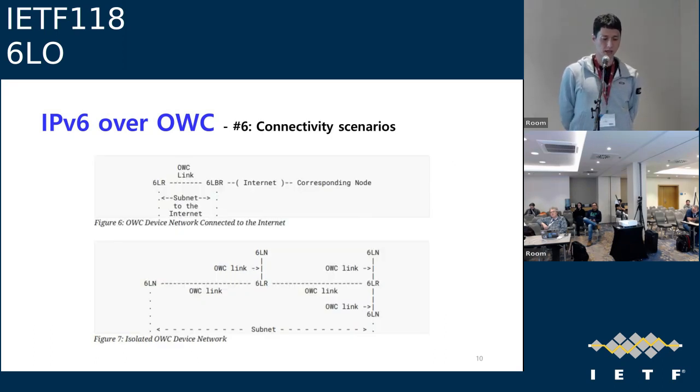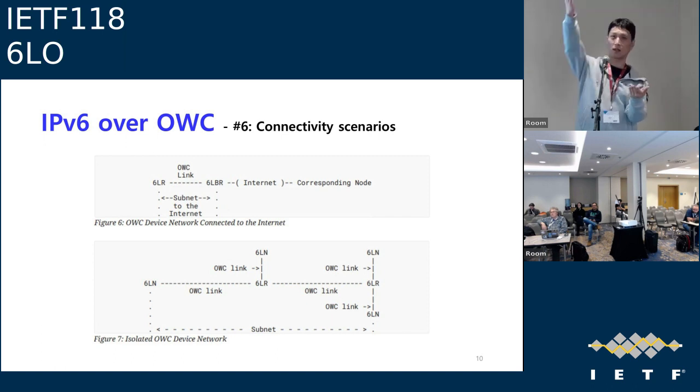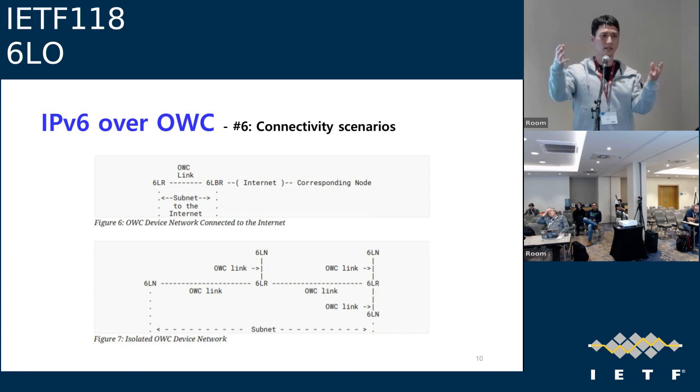So the connectivity scenario, we have two. One is, there's a typo there, figure number 6. Maybe I will revise that one. So maybe the 6LN directly connects to the 6LBR with the authority link, and maybe like this: some LED is the source here, and then we can use the mobile phone to connect to that one, like this scenario. And the other one is maybe there are a lot of mobile phones, they can communicate with each other with the LED like that. So they can make an isolated OWC device network, the second one.